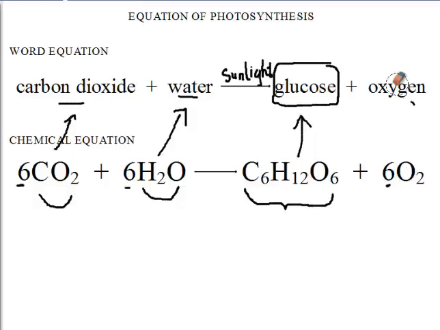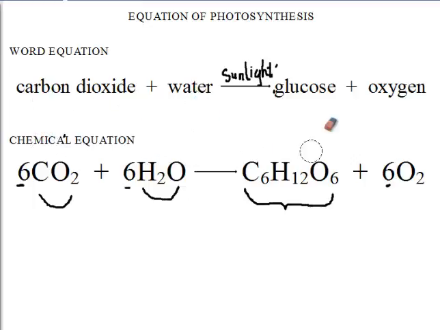So for the chemical and then word equations for photosynthesis, we have carbon dioxide plus water in the presence of sunlight giving us glucose and oxygen. With the chemical equation, we have 6 CO2 plus 6 H2O giving us C6H12O6 plus 6 O2, or 6 molecules of oxygen. This is a balanced chemical equation. C6H12O6 is for glucose.